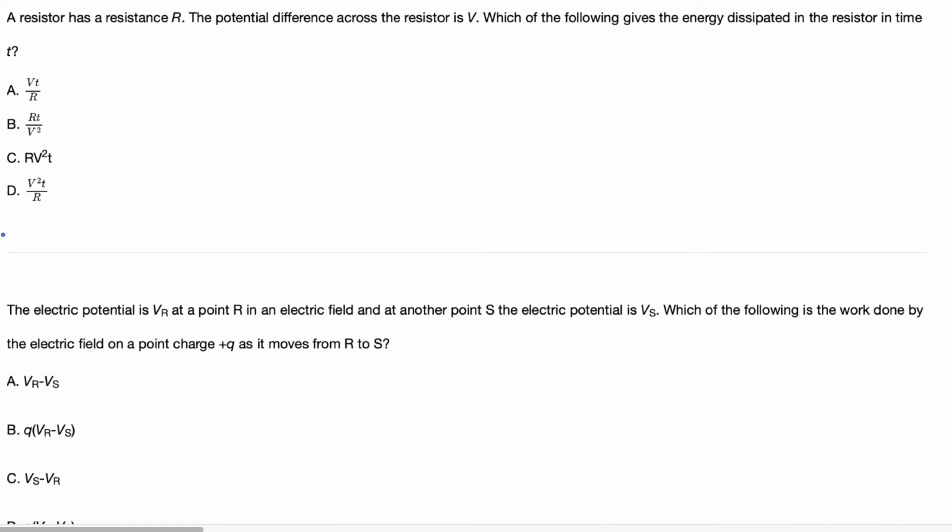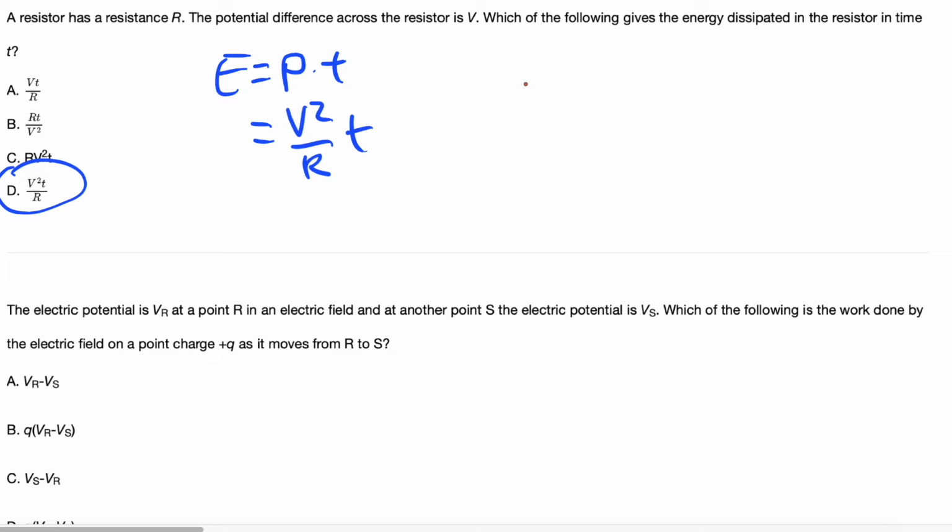A resistor has a resistance R. The potential difference across the resistor is V. Which of the following gives the energy dissipated in the resistor in time t? So here we need to solve for energy dissipated. So we know that energy dissipated is equal to power multiplied by t. And power is equal to V squared divided by R, multiplied by t here. So this will give us an answer of D, right?